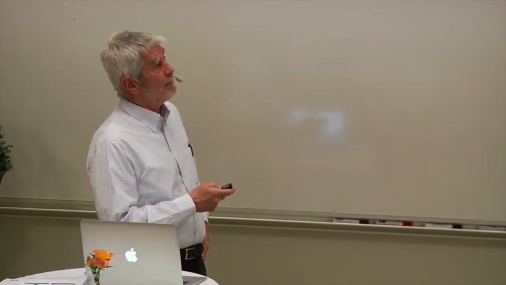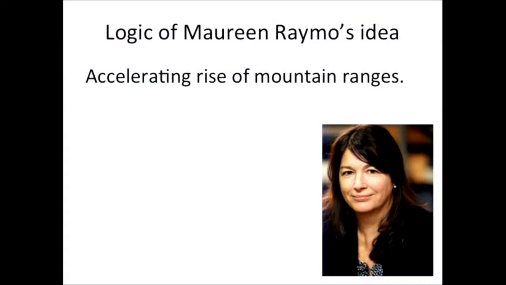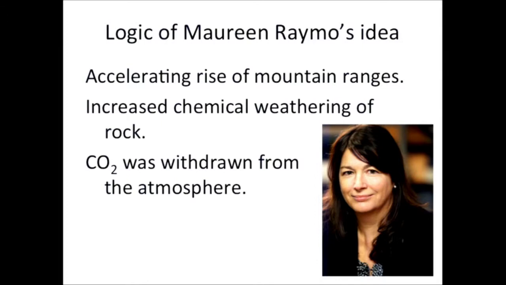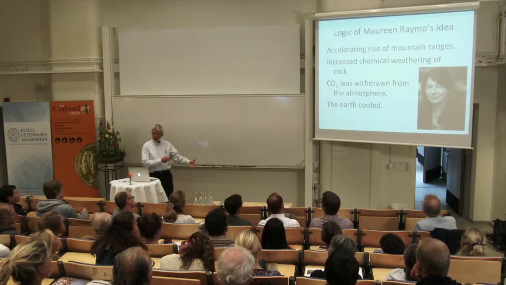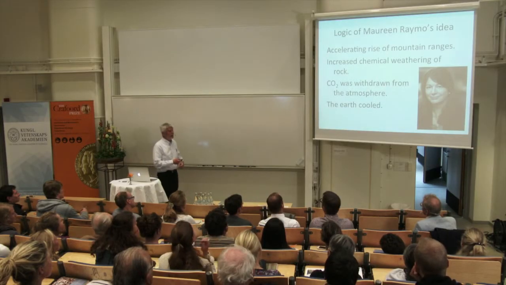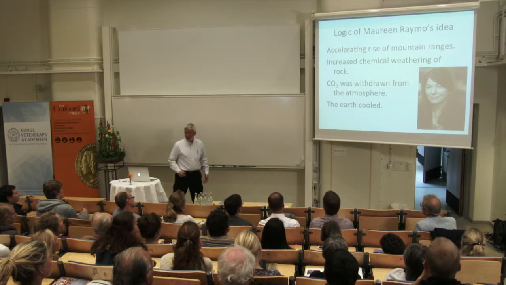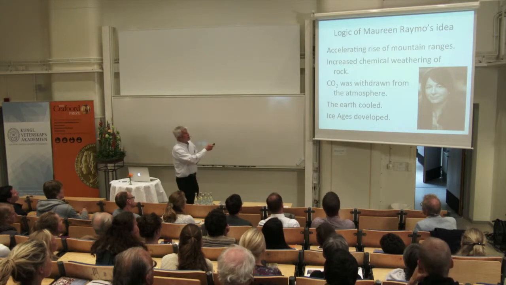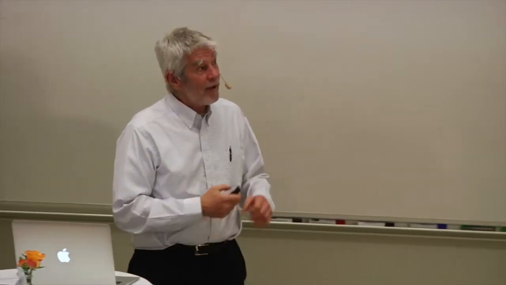She was a student at the time, and what she said was, you have an accelerating rise of mountain ranges, increased chemical weathering of rock, as I said. Now, the key to this is that when you weather the rock, you extract carbon dioxide, CO2, you withdraw that from the atmosphere. And this, then, will cool the Earth, just as carbon dioxide added to the atmosphere today gives us global warming. Taking carbon dioxide would cool the Earth, and you get ice ages. This was her idea. This collection, these five parts, were hers. In fact, this rests on a very solid foundation.